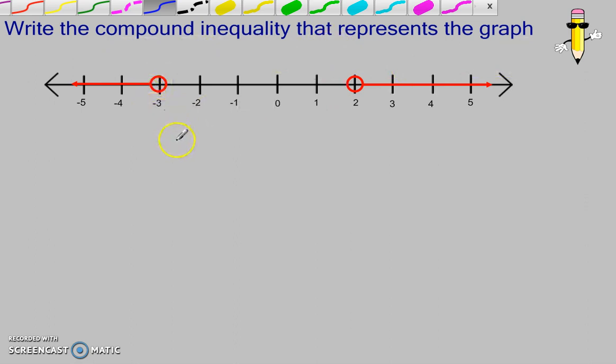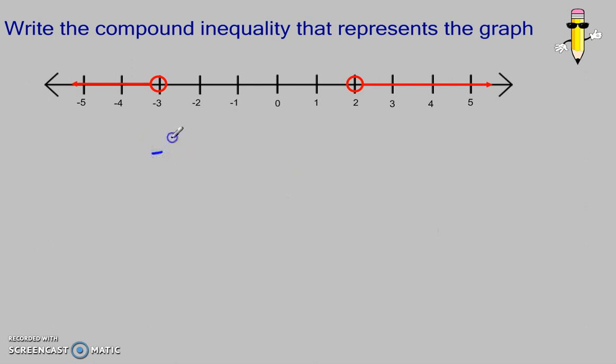So there we have -3. So we'll want to write down -3. And then here we have 2. And then we know that x is less than -3. And in this case, x is greater than +2. And this is an or, because obviously it can't be both less than -3 and greater than +2. So it has to be an or statement.